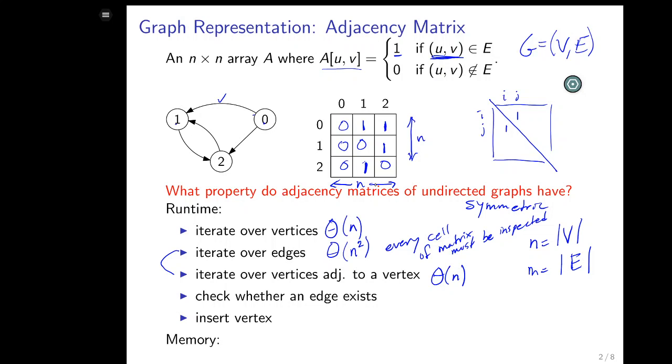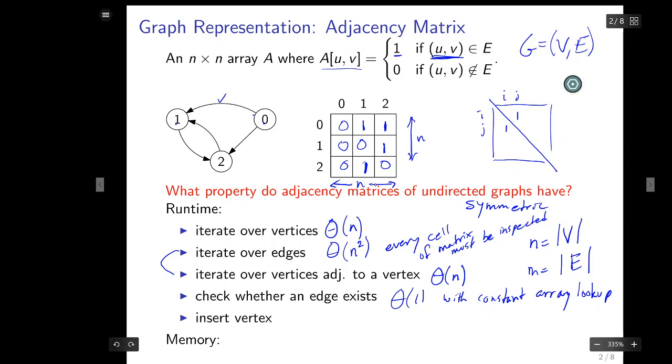But this is the great part. How much time does it take to check whether a given edge exists? I guess this is an adjacency matrix of friends, and you want to say, is person A a friend of person B? How much time does that take? Yeah, if you can do array lookups, it takes constant time. And that's pretty good.